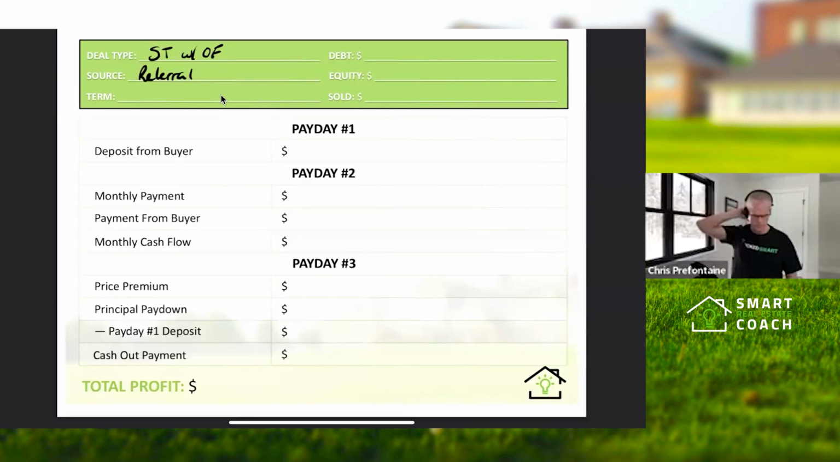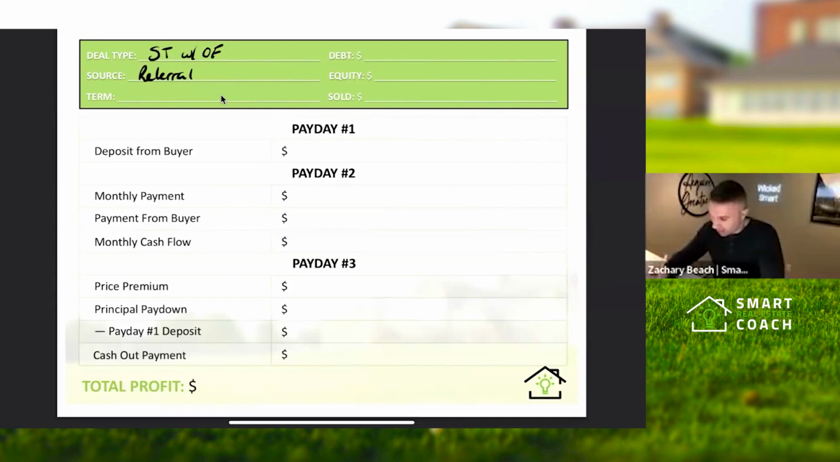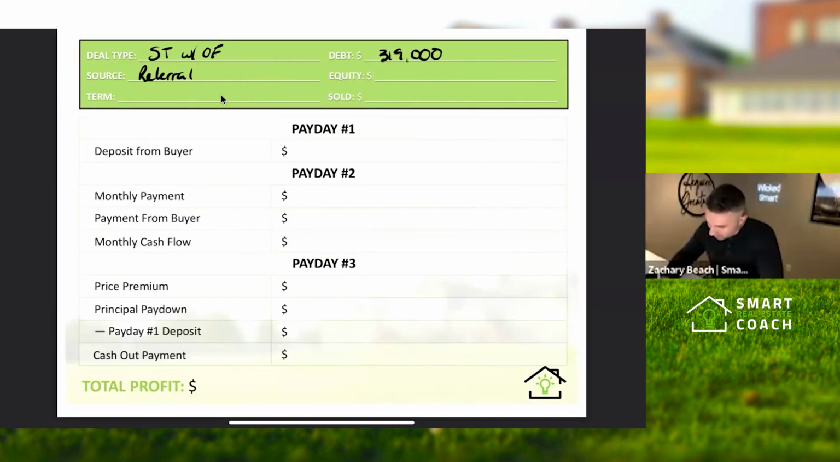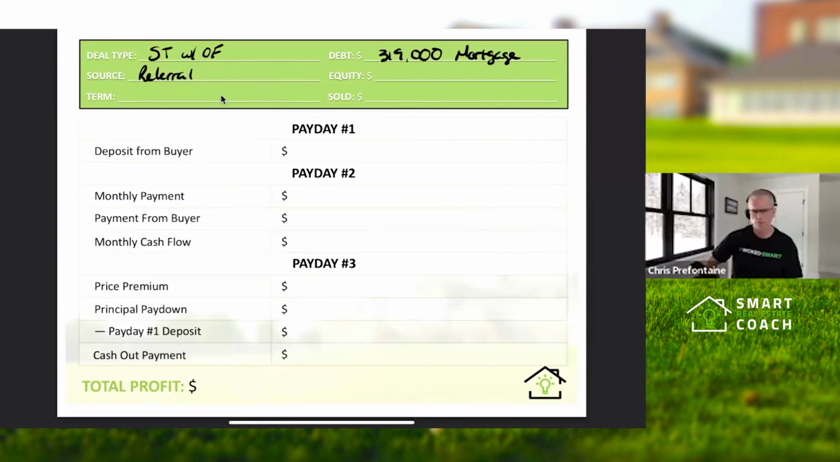Correct. So what is the debt on the property? I'm going to round it to 319 grand. So this is the mortgage. And then the equity in it is how much? 31,000.